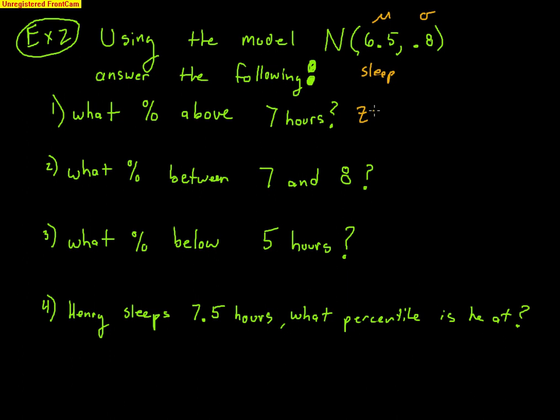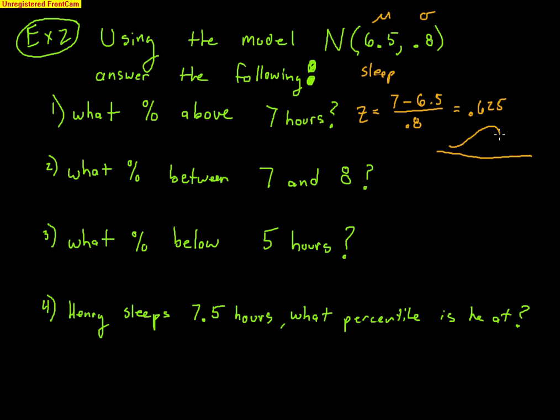Well, first off, my calculator will not understand 7 hours, but it will understand a z-score. So I've got to find the z-score for 7. I know it's above, but I just don't know how much. So I'm going to go ahead and calculate this. 7 minus 6.5, hit enter, divide by 0.8. It's just a little bit above. It has a z-score of 0.625. That's not an extremely high z-score. 7 hours is slightly above the mean, but it's not outside of what we'd say is typical.